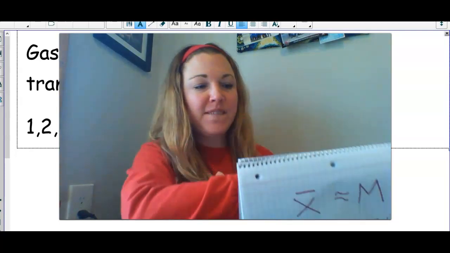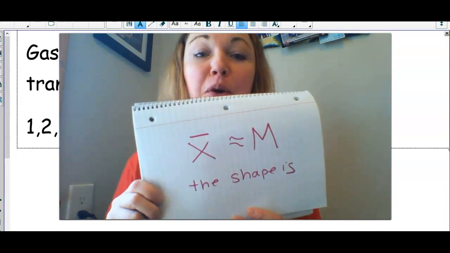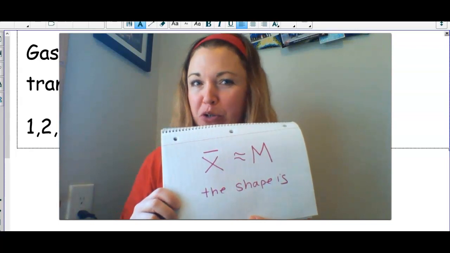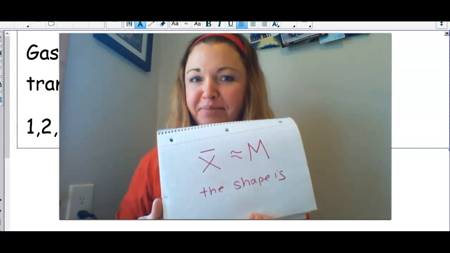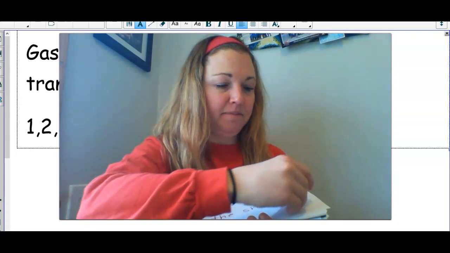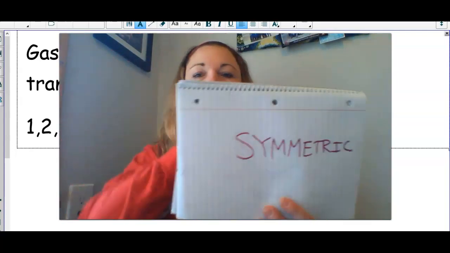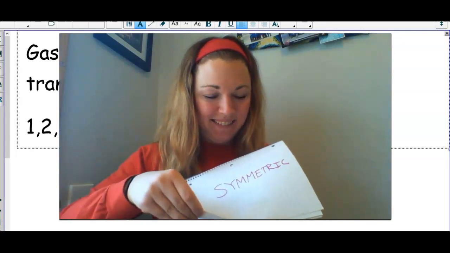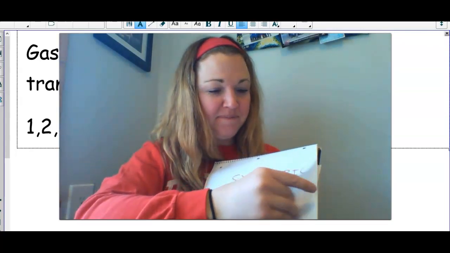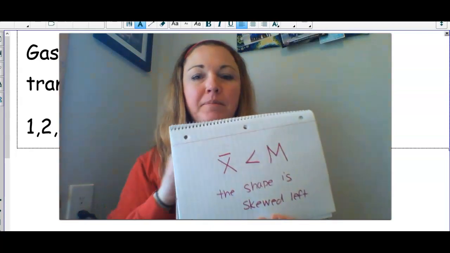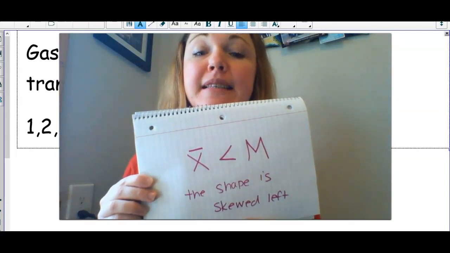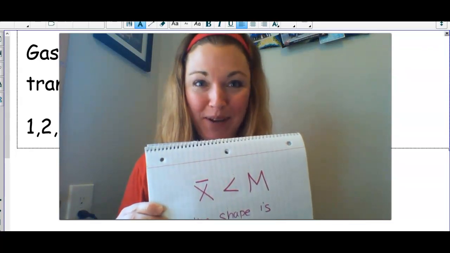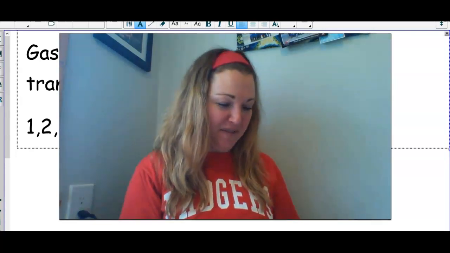Okay. Next flashcard. If your mean is approximately equal to the median, what does the shape of the distribution look like? Give you a second. It is symmetric. Way to go. If the mean is less than the median, what is the shape? I put it on there. Spoiler alert. Skewed left.